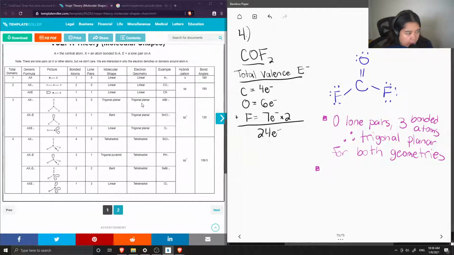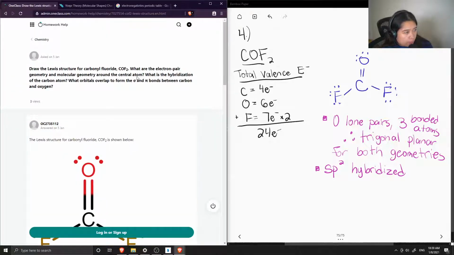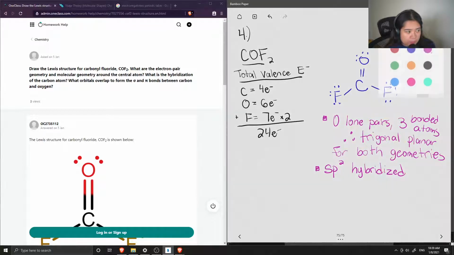And we can see that the type of hybridization is sp2. So we have the hybridization answered, and now what orbitals overlap to form sigma and pi bonds between carbon and oxygen?